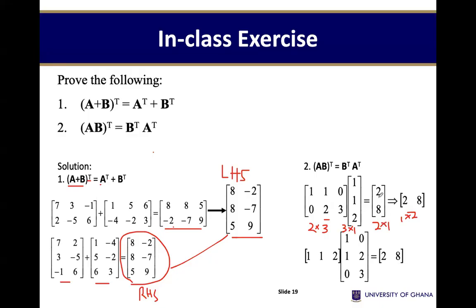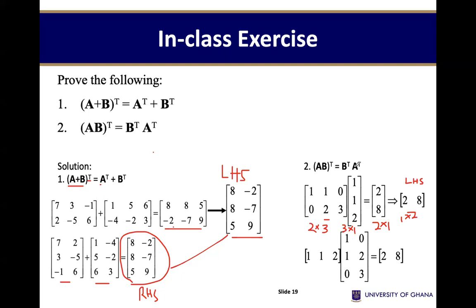When I'm done, I'll transpose a 2 by 1, which is a 2, 8, and that'll give me a 2, 8 on a single row. That is it for the left-hand side. Now, when I come to the right-hand side, our main focus is instead of having A times B, I'm going to have a B transpose multiplied by an A transpose.